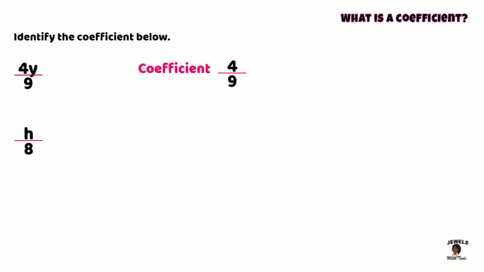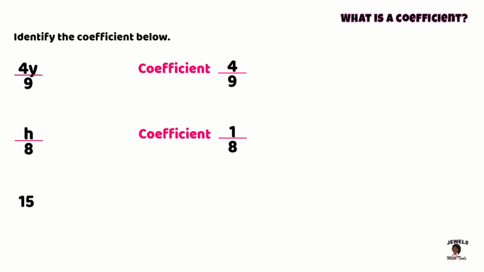What about in this case? And if you guessed it, 1/8 is our coefficient. Remember that h is in the numerator by itself, and the only time our coefficient is not written is when we have a coefficient of 1. So our coefficient for this one would be 1/8.